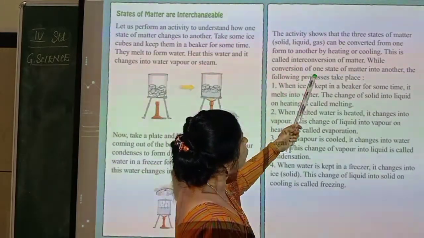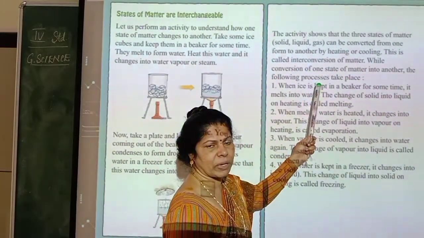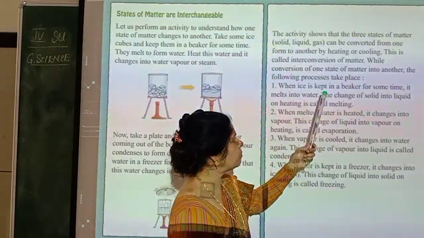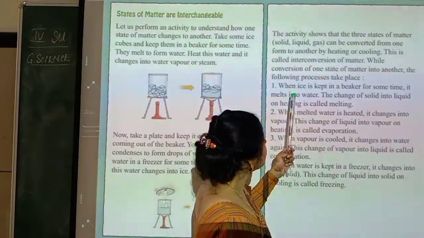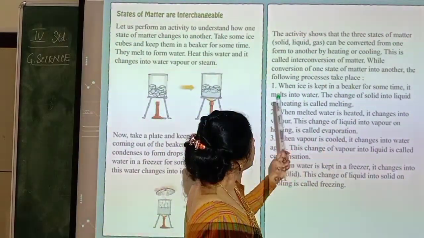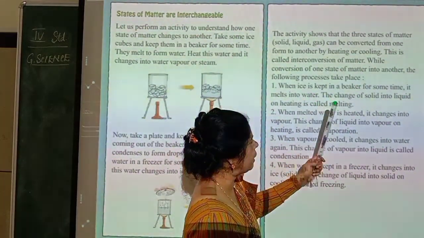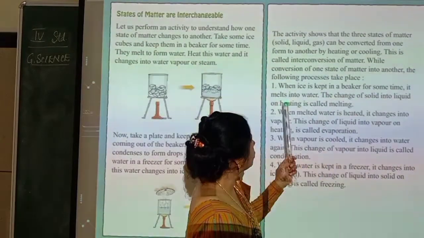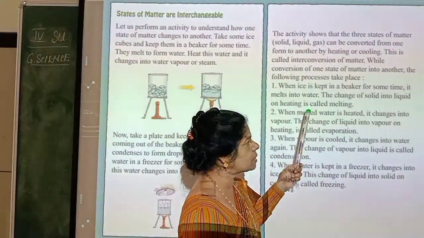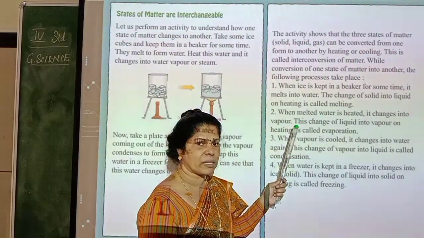While conversion of one state of matter into another, the following processes take place. When you are going to convert it from one state of matter to the other state, what happens? We will see. First one, when ice is kept in a beaker for some time, it melts into water. Solid is turning to liquid. The change of solid into liquid on heating is called melting. When you heat, what happens? It is melting. The ice becomes water, so ice is going to melt.